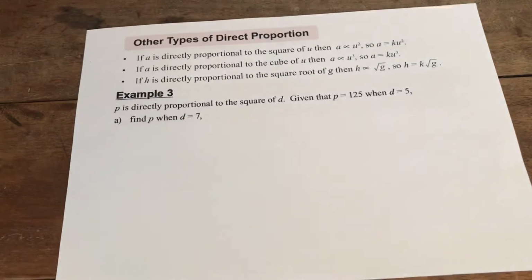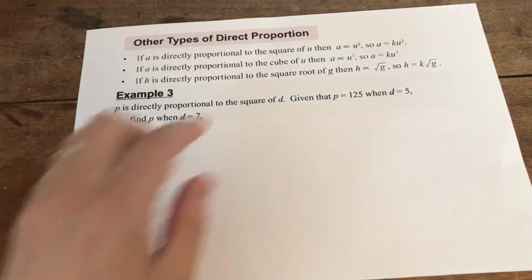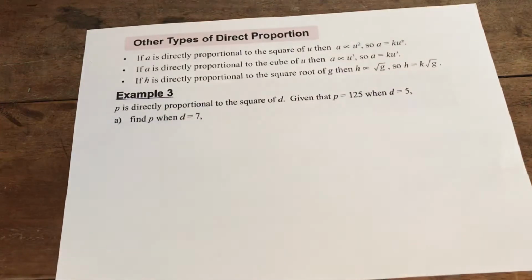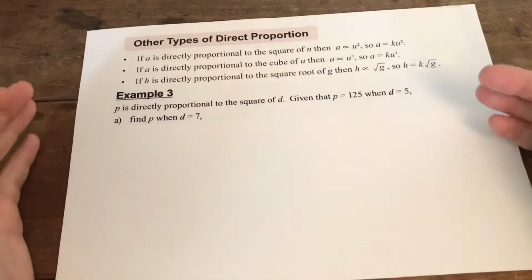What we're going to do today is look at other types of direct proportion. Yesterday we focused solely on linear direct proportion, so that was where our graph was a straight line. And today we're going to look at what happens when we have squares, cubes and square roots. In terms of how we would work with this, there isn't a massive difference.